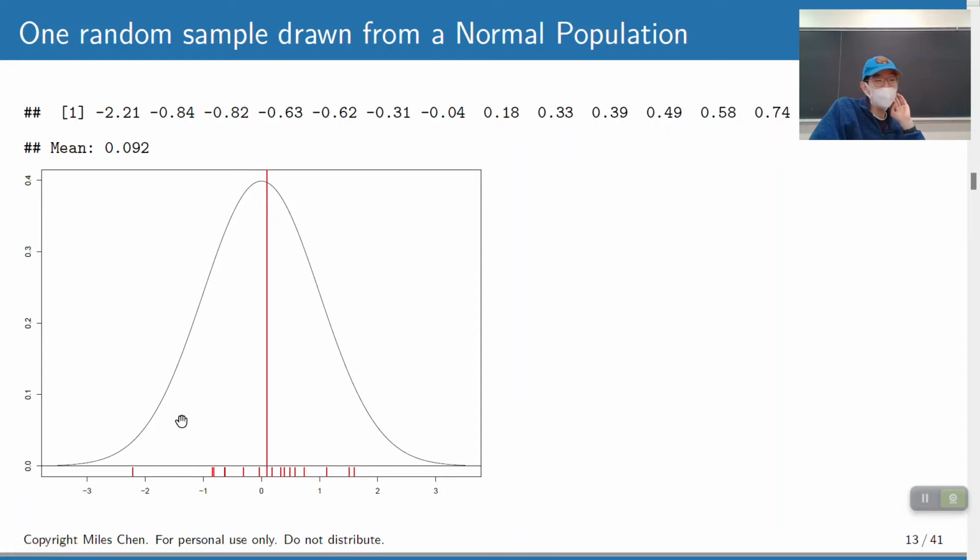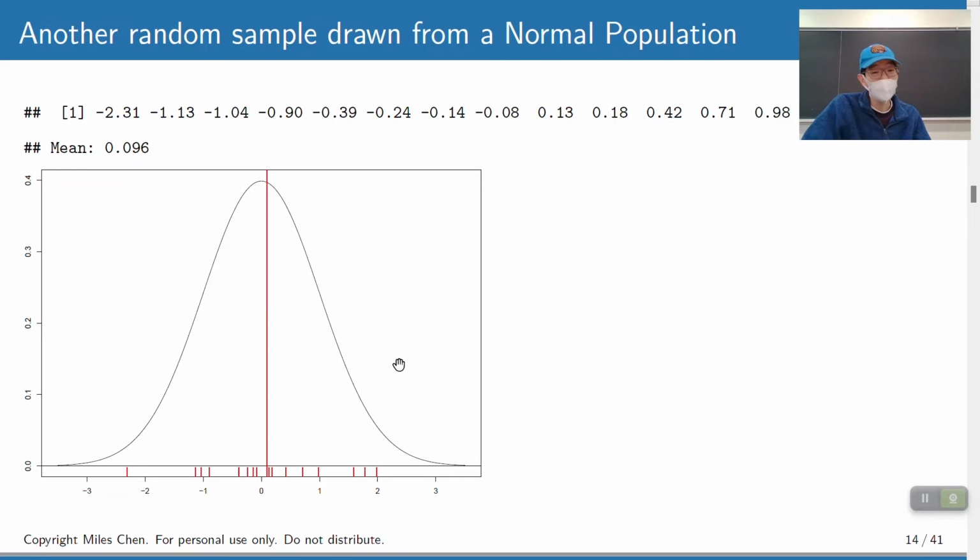So just to illustrate what's going on, the normal curve represents the population, and I'm drawing a random sample of 16 values from this population. I got negative 2.21, negative 0.84, negative 0.82. The values that I drew are shown on the bottom as a rug plot. These little red lines indicate the values that I've drawn. And the mean of all 16 of these values is shown with this line here, and the mean is 0.092.